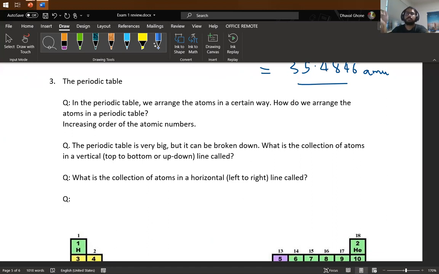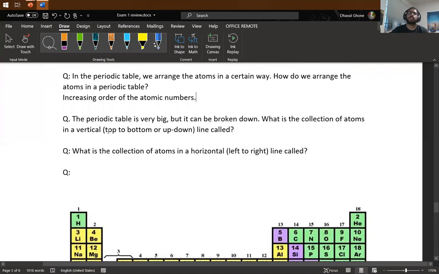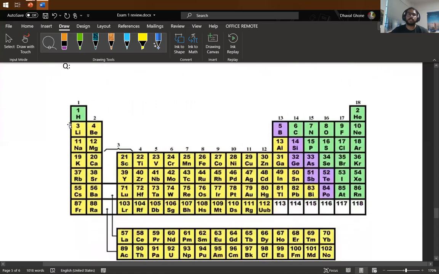Before the table was finalized, like in really olden times, scientists would arrange them in increasing mass order, but they found out that doing that is not the best way because the properties didn't really line up very well. So in the most recent one, we lined them up in the increasing order of atomic masses. I'm sorry, in the increasing order of atomic numbers, not masses. Okay. Next one is, the periodic table is very big, but it can be broken down. What is the collection of atoms in a vertical, that is top to bottom or up down line, called? So if I have to call this collection of atoms by a certain name, what would that name be?